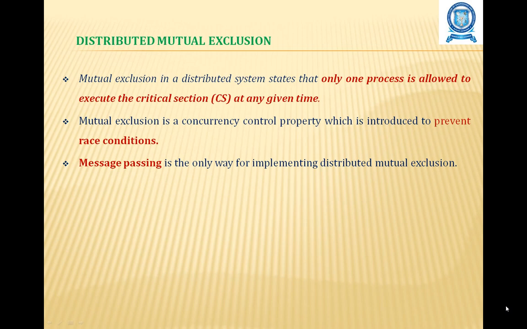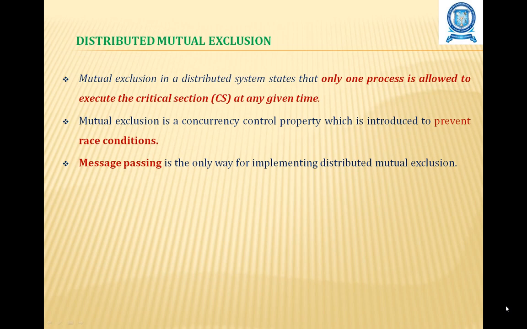Mutual exclusion is a concurrency control property which is introduced to prevent race conditions. A race condition occurs when at least two threads are accessing a variable and one of them writes the value while another is reading. In such a case, the result of the operation will vary depending on the arbitrary ordering of threads.